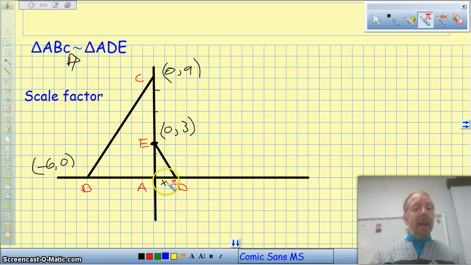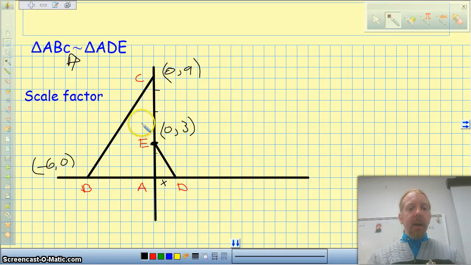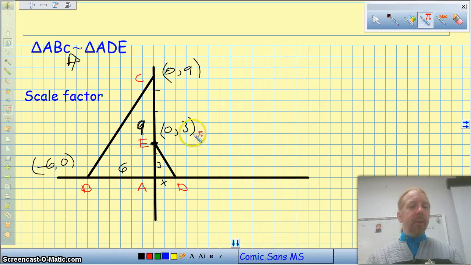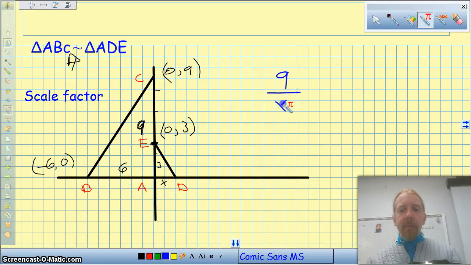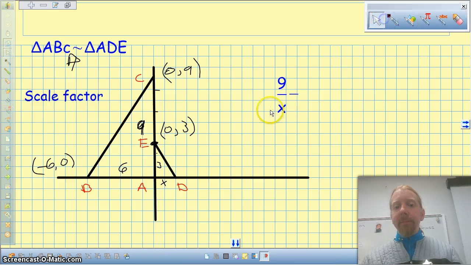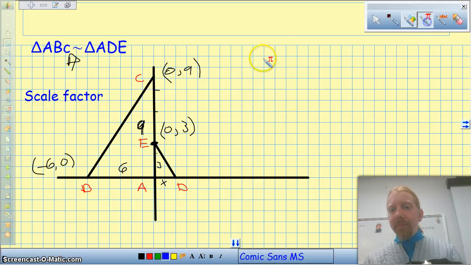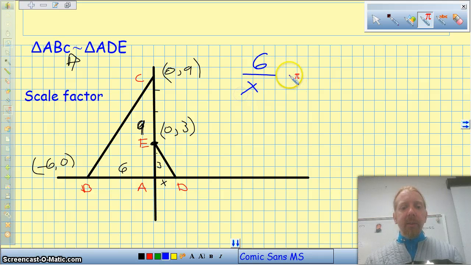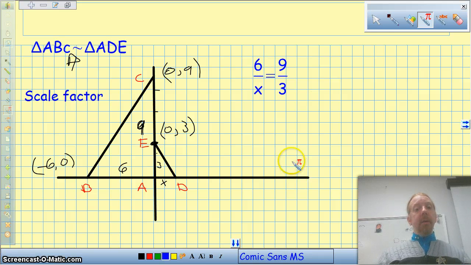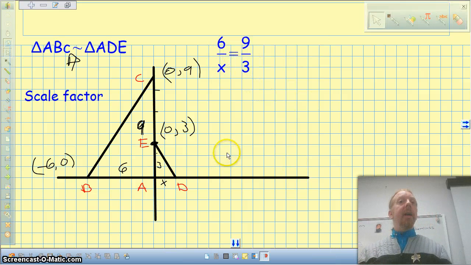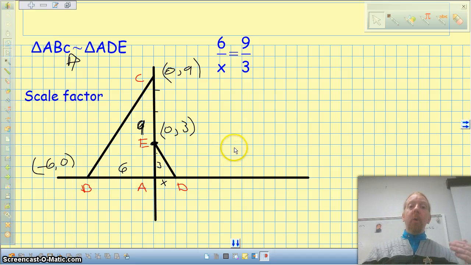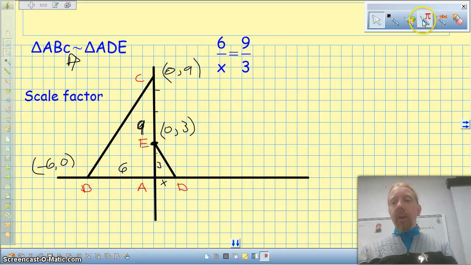If that distance is x, let's get some other distances. Up to 0, 9 is going to be 9 units. Over to 6 is going to be 6 units. And up to 3 is going to be 3 units. So I can write a proportion that will help me do this. 6 is to x as 9 is to 3. That would be the proportion I could use to come up with how far x is. I can then use that idea to identify the coordinate of D.